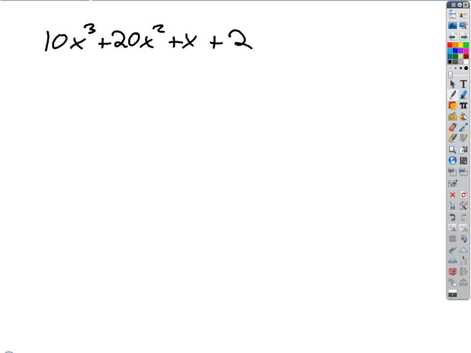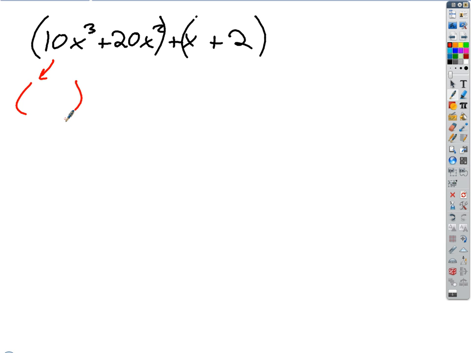Okay, so what's our strategy? What do we call this? What's our strategy for factoring a four-term polynomial? Grouping. Good. So there are my groups, right? Two groups of two. Okay, what's first? Which group do I start with? First group. Okay. What's the greatest common factor?